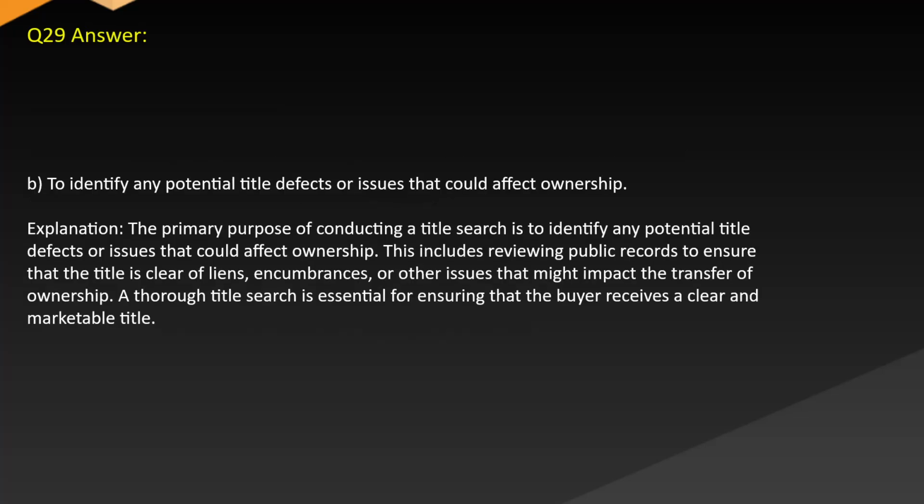Answer: B. To identify any potential title defects or issues that could affect ownership. Explanation: The primary purpose of conducting a title search is to identify any potential title defects or issues that could affect ownership. This includes reviewing public records to ensure that the title is clear of liens, encumbrances, or other issues that might impact the transfer of ownership. A thorough title search is essential for ensuring that the buyer receives a clear and marketable title.